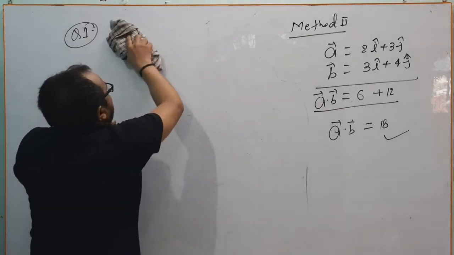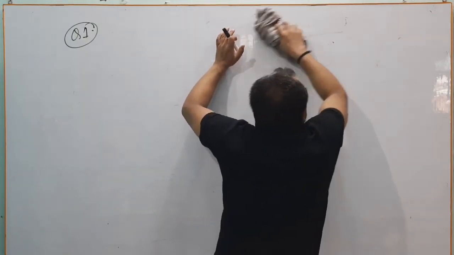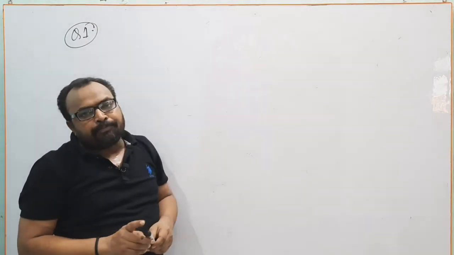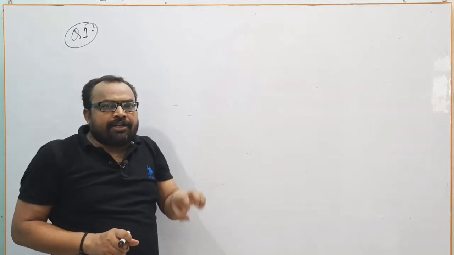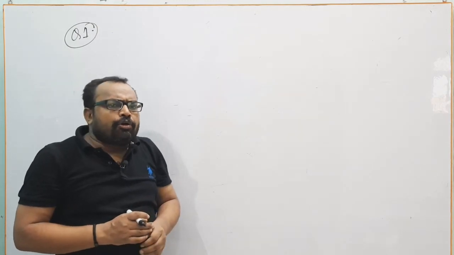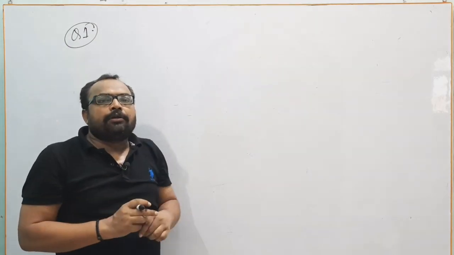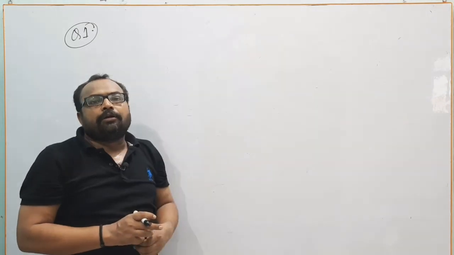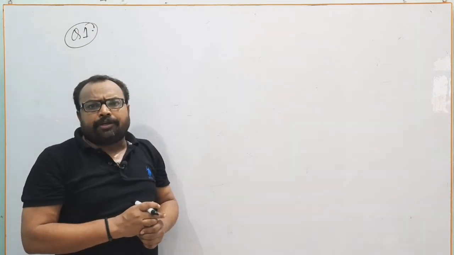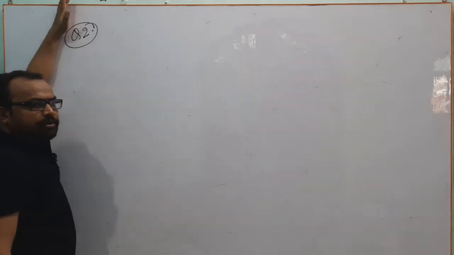Now any numerical problem can be solved by this easy method, because we have learned that the dot product of i cap with i cap is 1, j cap with j cap is 1, k cap with k cap is 1, and the dot product of any two different orthogonal unit vectors is 0, because the angle between them is 90 degrees. So any question can be solved easily, very easy.